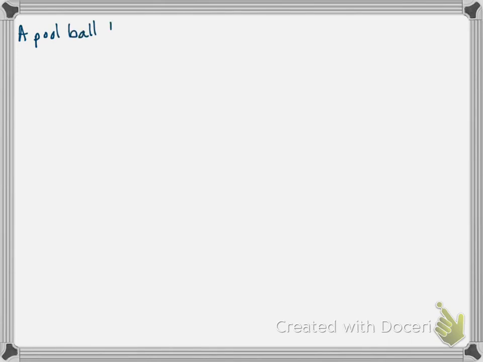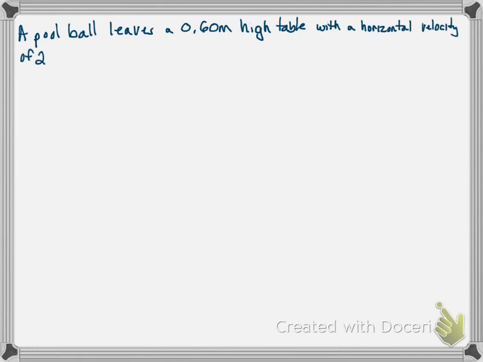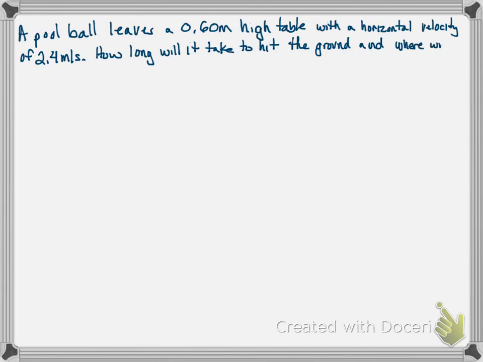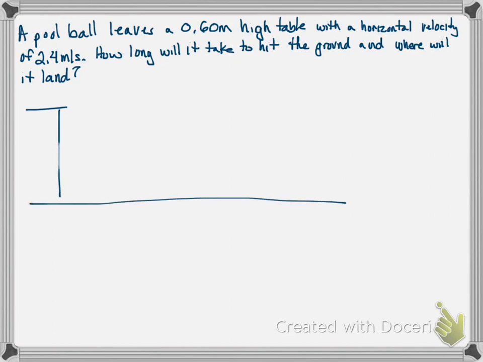Let's look at a sample problem. So we have a table, it's 0.60 meters high. You just roll a billiard ball off of the edge of the table, and it rolls off with a horizontal velocity of 2.4 meters per second. We'd like to know how long it's going to take to hit the ground and where it hits. So first task, really for any problem, will be to draw a picture. If there's not already a picture drawn, draw one. This helps you visualize the situation.